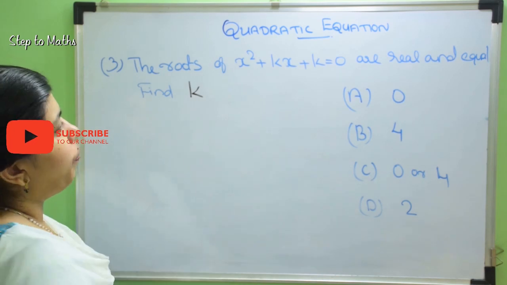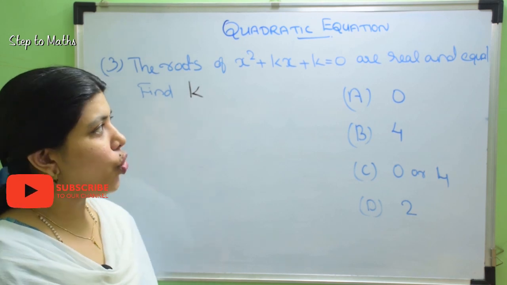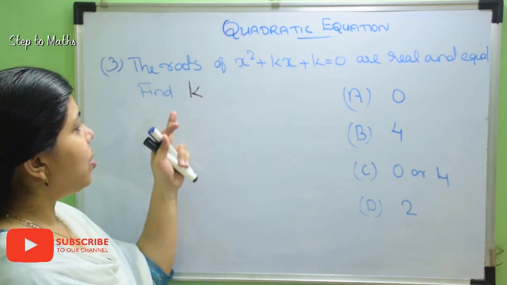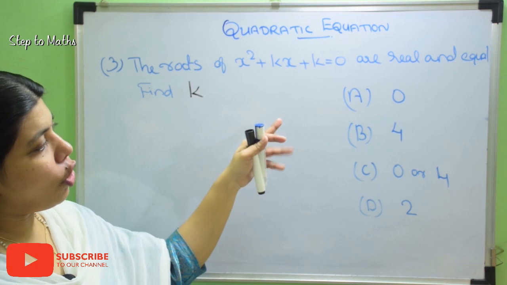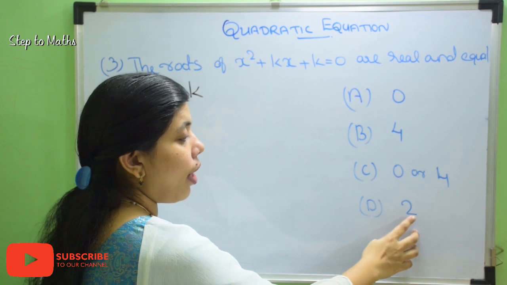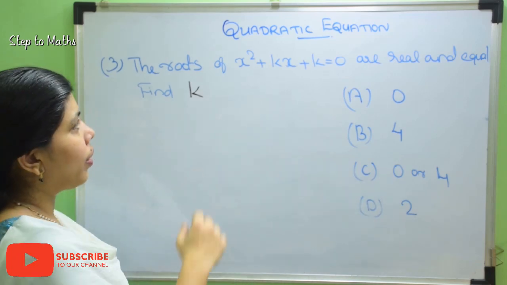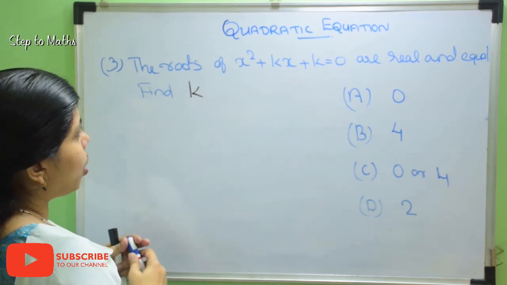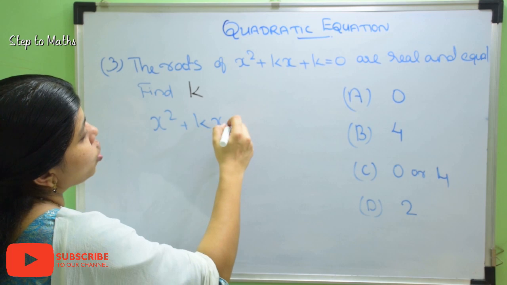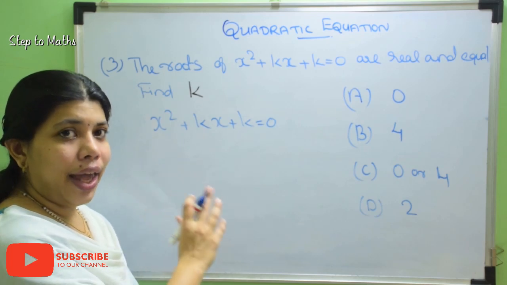Consider question number 3. The roots of x square plus kx plus k is equal to 0 are real and equal. Find k. The given options are 0, 4, 0 or 4, and 2. Find which option is correct. The given quadratic equation is x square plus kx plus k equal to 0 and its roots are real and equal.